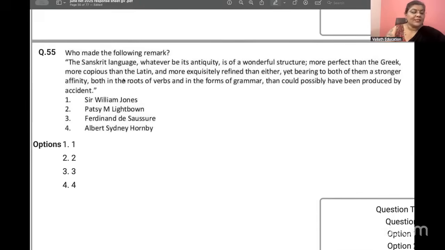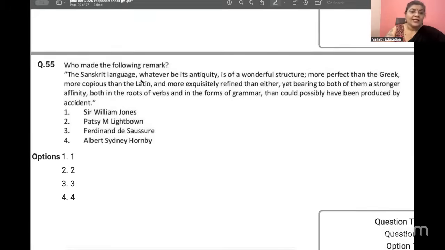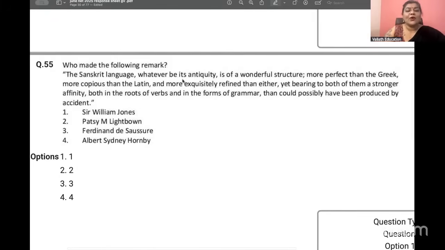Okay, question number 55. Who made the following remark? You are telling yourself, I don't know anybody's remark, but let me read this. It is easy. The Sanskrit language, whatever be its antiquity, is a wonderful structure. Then you look at the options. You know for sure that Sir William Jones talked about Sanskrit. He thought that Sanskrit is the mother of Latin.